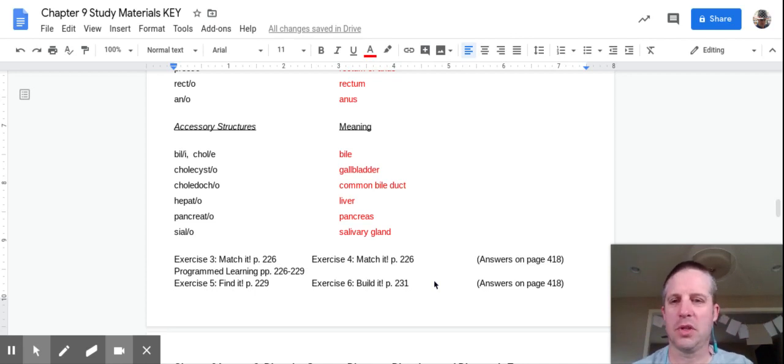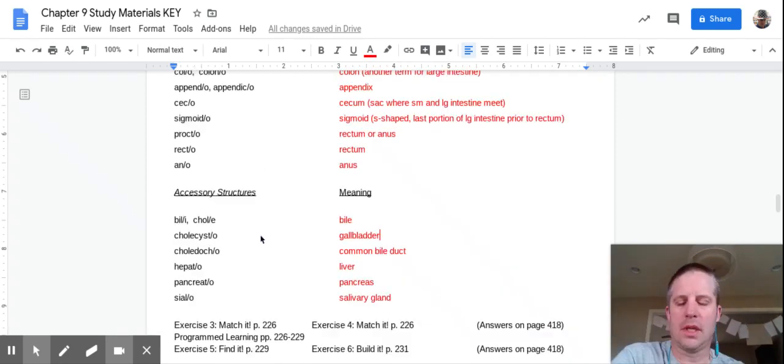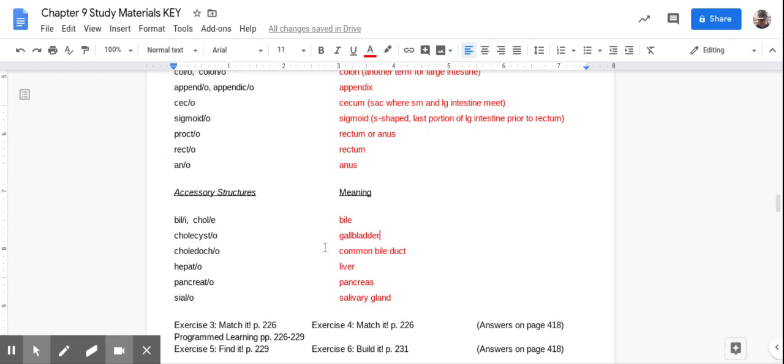So we have bili and chole, which we've seen before, which mean bile. We have cholecysto, which is made up of two combining forms that have been put into one. Chole, we know, is bile, and cysto is sac. So that's the gallbladder, which is the storage place for bile. We have choledocho, which is, we know chole is bile, and docho refers to duct. This is your common bile duct. Your common bile duct is what empties the bile from the gallbladder and joins with a duct from the pancreas and empties into the duodenum.